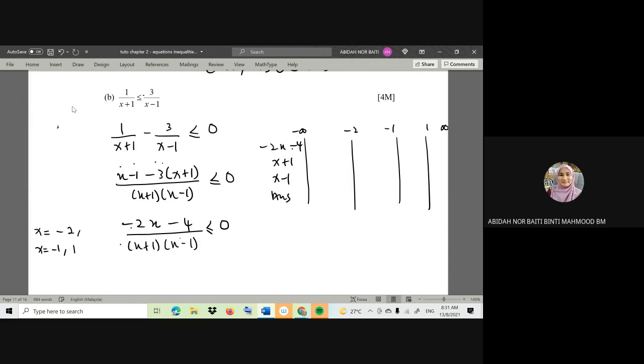So negative 2x minus 4, your value of x is negative 2. The x coefficient is negative, so from negative 2 to the right is negative, from negative 2 to the left is positive. x plus 1, your x value is negative 1. x is positive, so from negative 1 to the right is positive, from negative 1 to the left is negative. x minus 1, your x is positive 1. x is positive, so from 1 to the right is positive, from 1 to the left is negative.